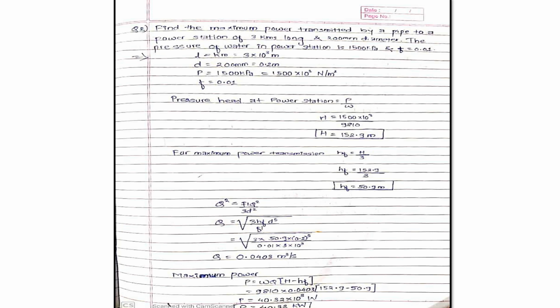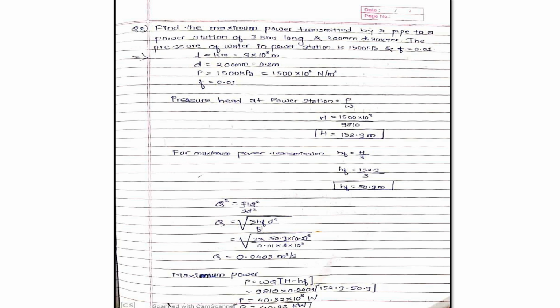If we calculate this, we will get Q is equal to 0.0403 meter cube per second. If you want this in liters per second, multiply by 1000 or keep it as it is. But the question has asked for maximum power. The power is given by P is equal to W into Q into bracket capital H minus HF.